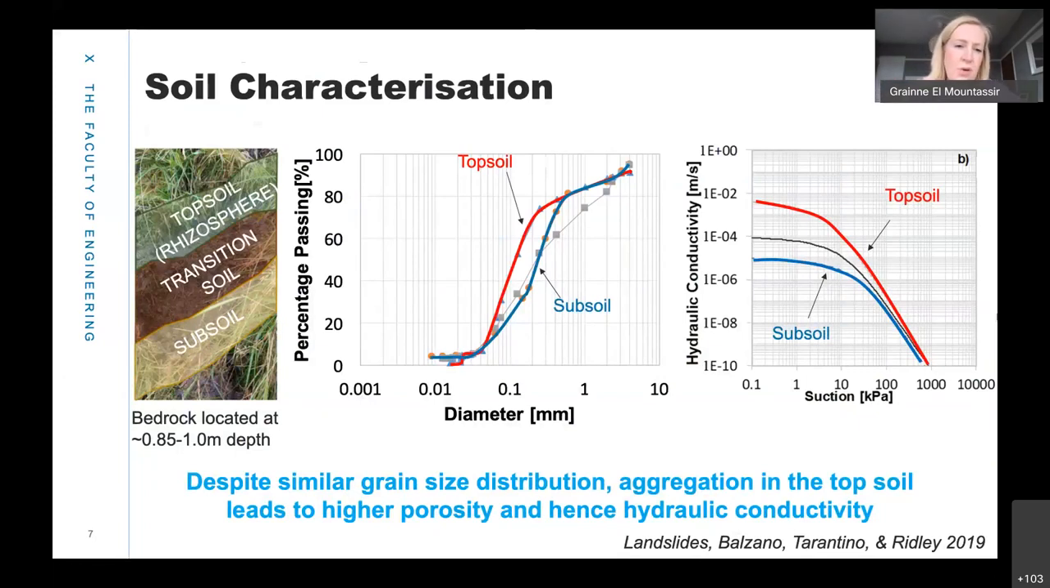And so in the central plot, we have the grain size distribution. And despite the fact that the topsoil, so the rhizosphere, and the subsoil have a similar grain size distribution, there's considerable aggregation in the topsoil, which means that it's got a much higher porosity and a higher hydraulic conductivity, as shown in the plot on the right-hand side.